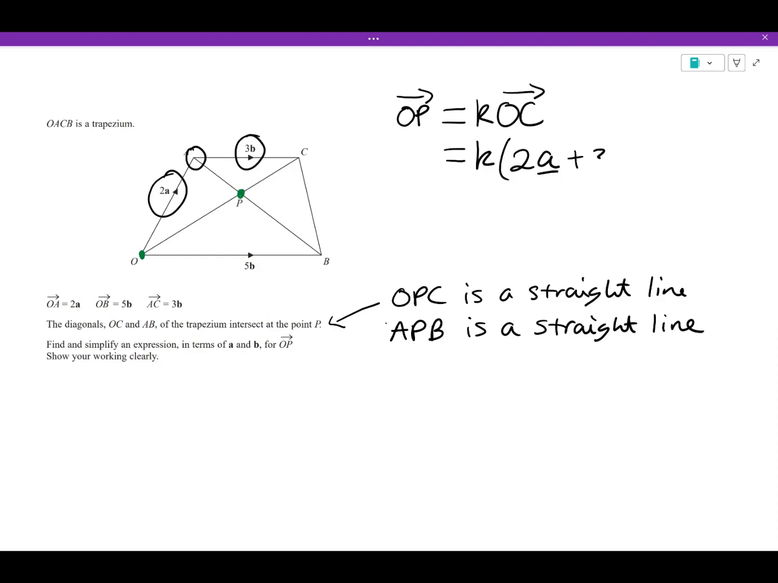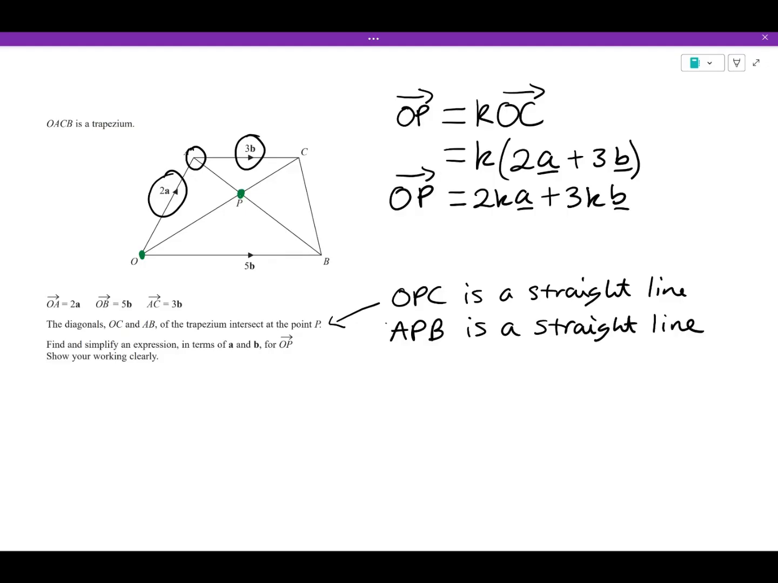So I'm going to add 3B on like that. Now I could expand the bracket. So 2A times K is 2KA. And then K times 3B would be 3KB. So I found a vector representation of O to P in terms of A and B, but we've also got this scalar K.